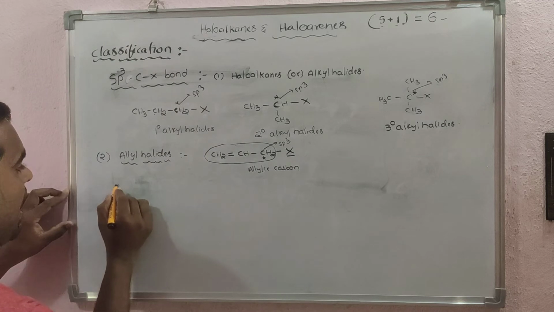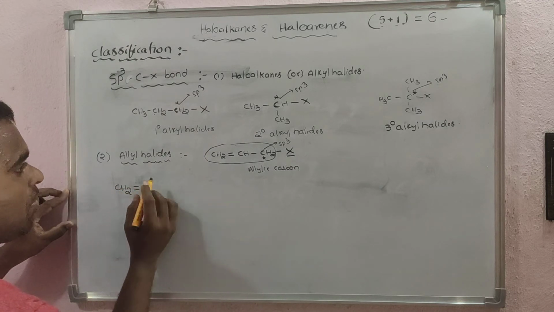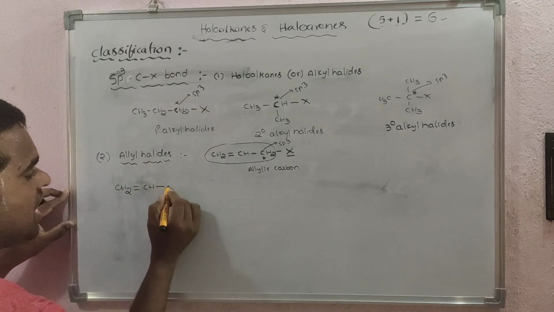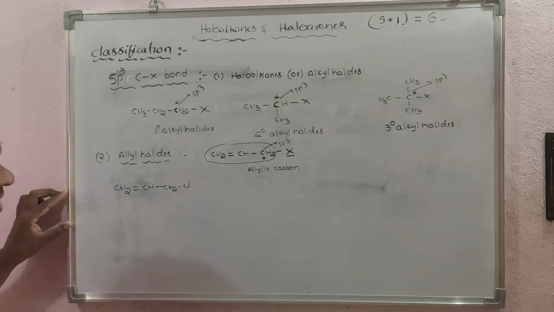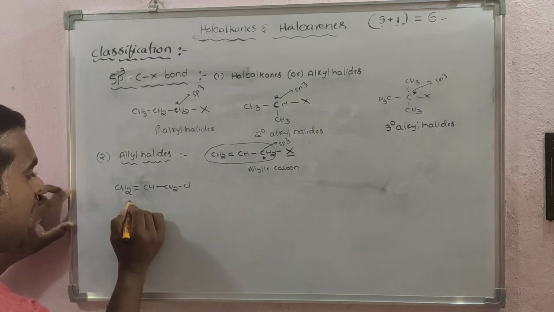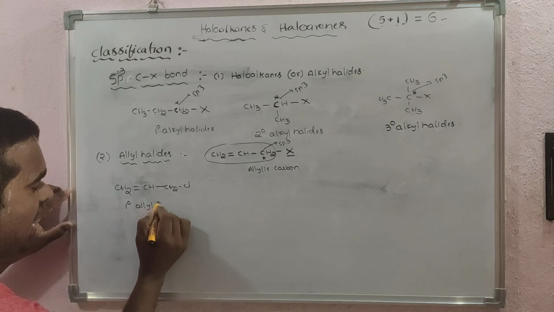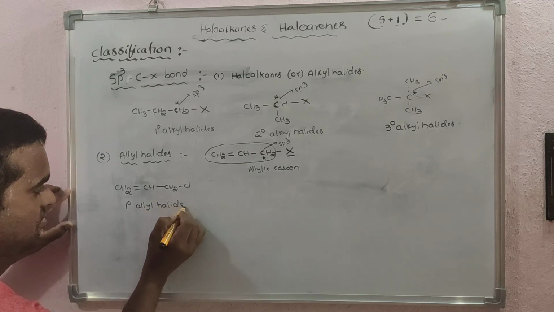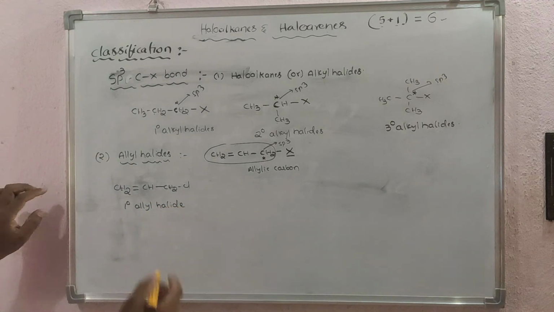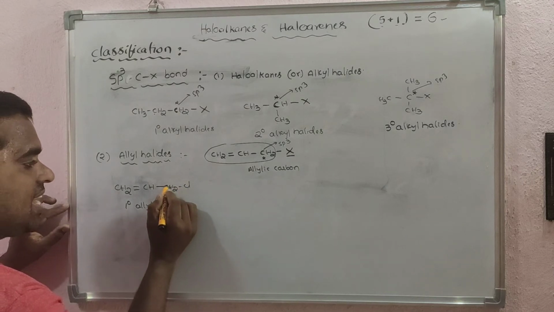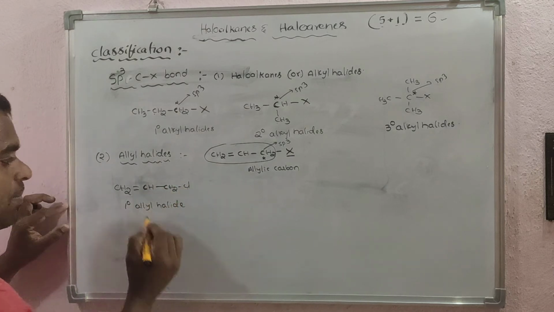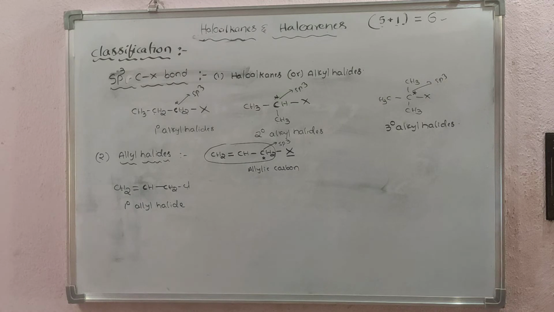See the first one, here CH2 double bond CH and CH2, suppose Cl. This we will call as primary allyl halide. This is called which one? Primary allyl halide. Why? Because this halogen attached carbon is attached to how many carbons here? One carbon. So that's why it is a primary.